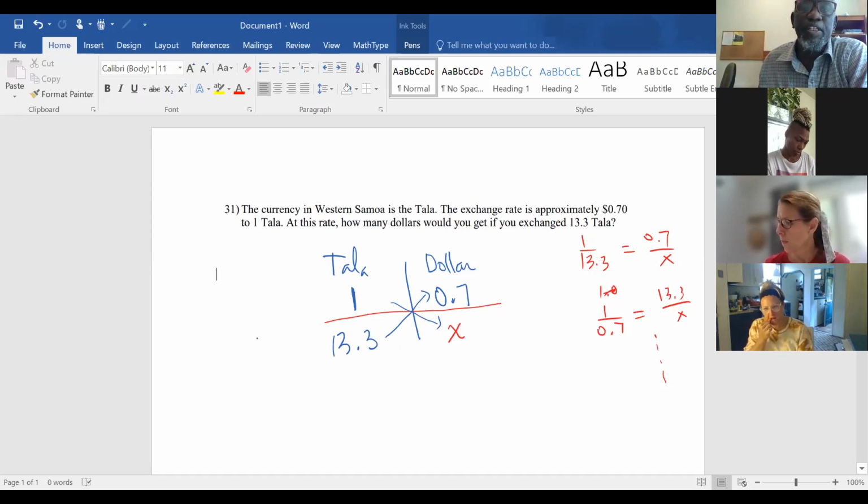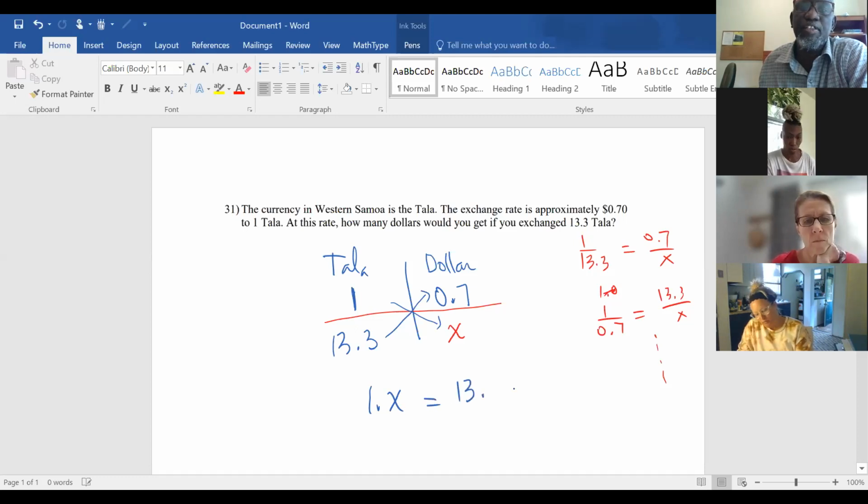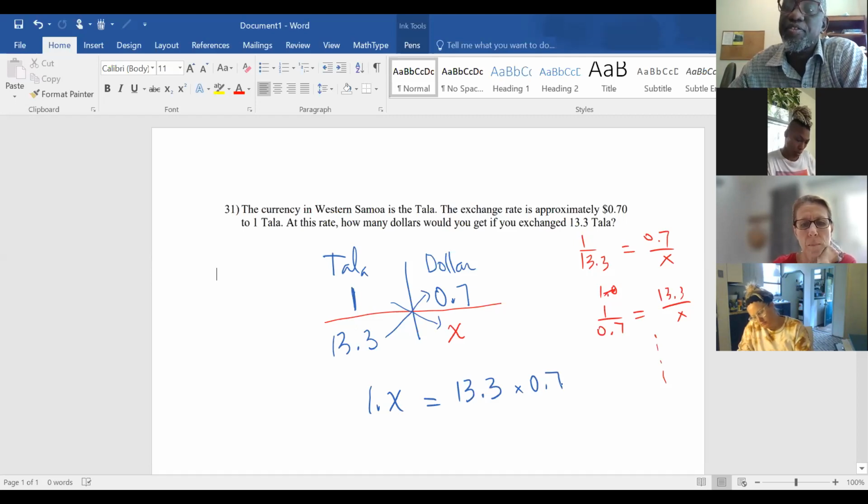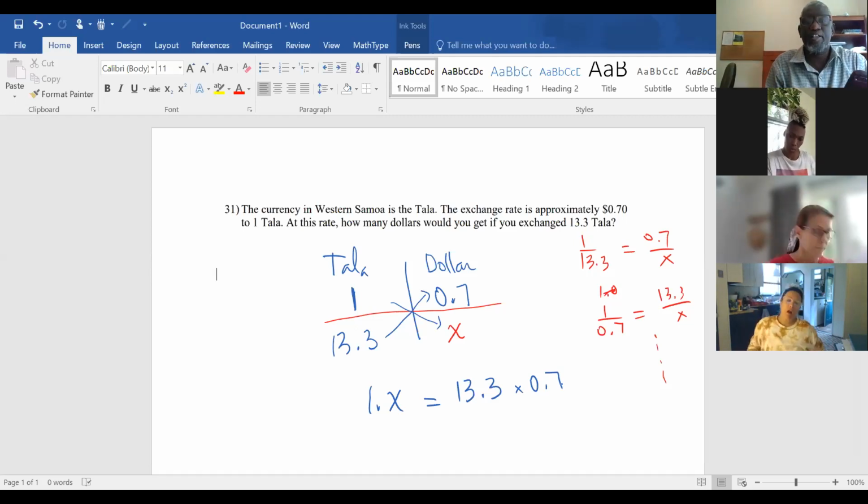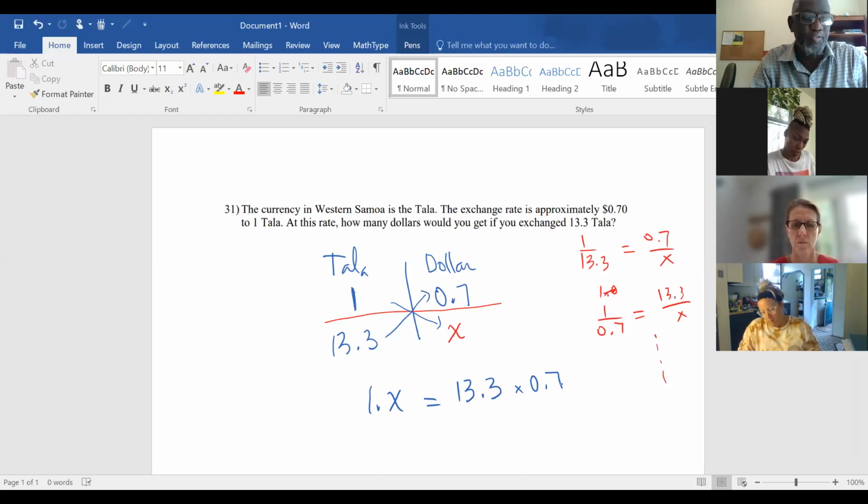So the cross multiplication says 1 times X must be equal to 13.3 times 0.7. And so for 13.3 dollars, we will have 13.3 times 0.7, then we get our calculator out. So we're allowed to use the calculator on the test? Yes, you are allowed to. Okay, so 13.3 times 0.7 is 9.31.